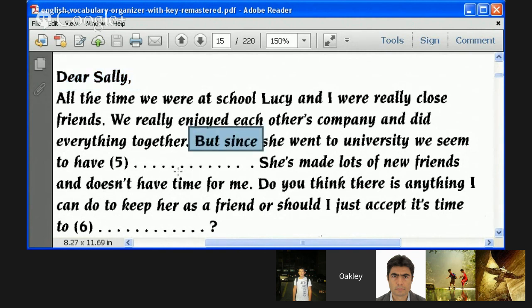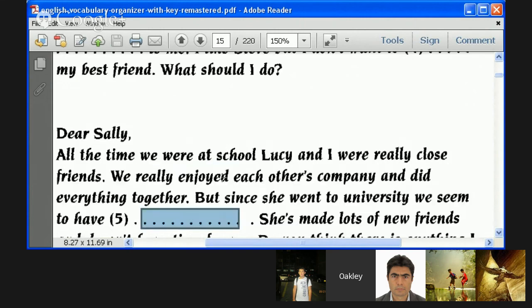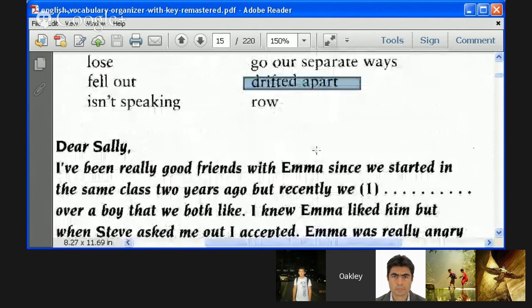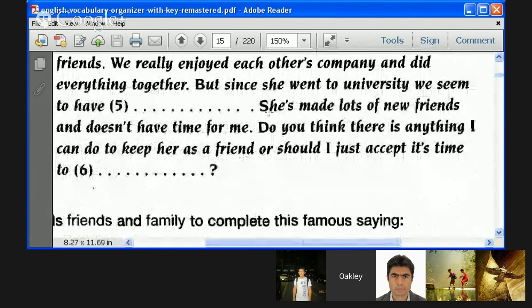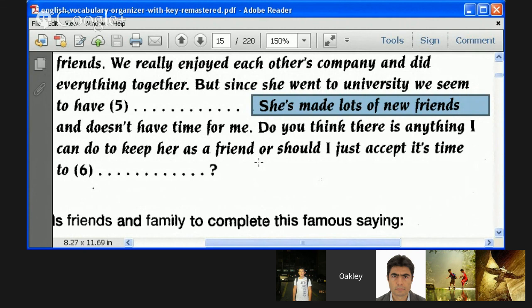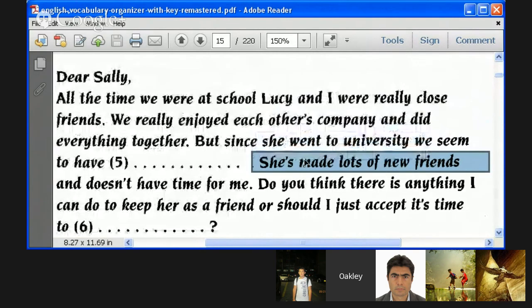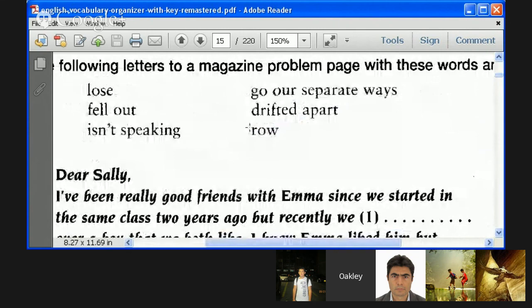Aaron, can you take over from here? Yes. But since she went to university, we seem to have drifted apart. Sure. Past tense again. We seem to have drifted apart. Okay, last one here. She's made lots of new friends and doesn't have time for me. Do you think there is anything I can do to keep her as a friend, or should I just accept it's time to go our separate ways?